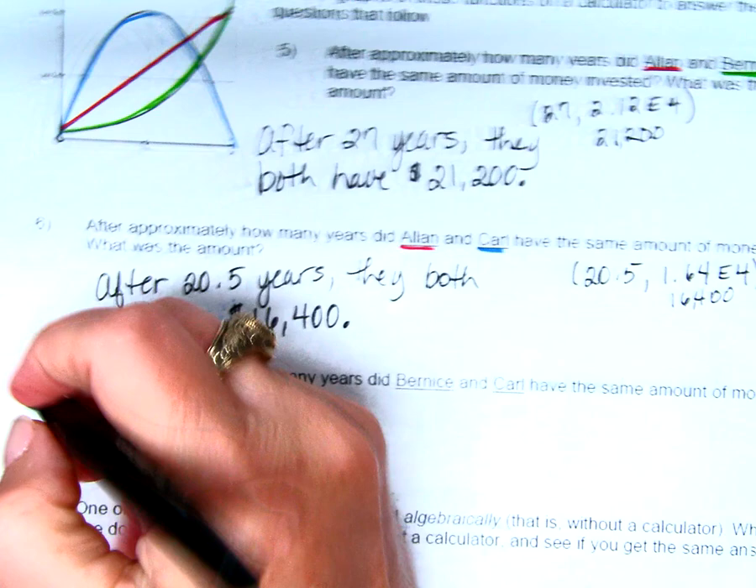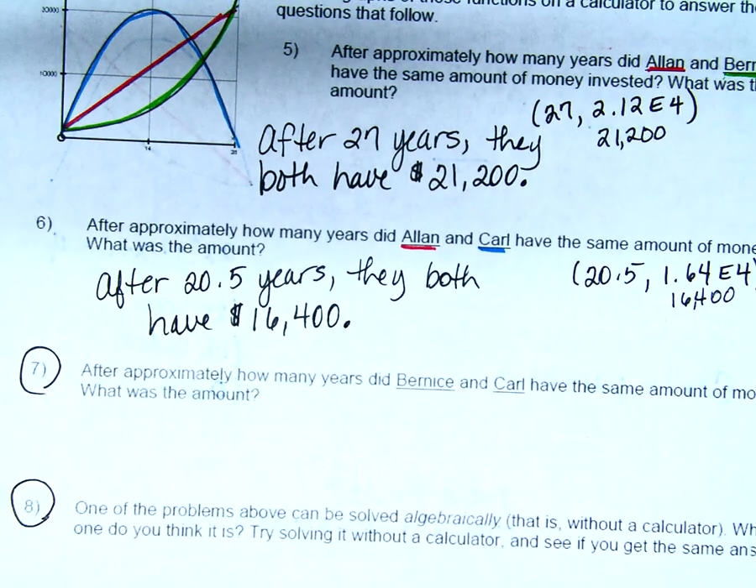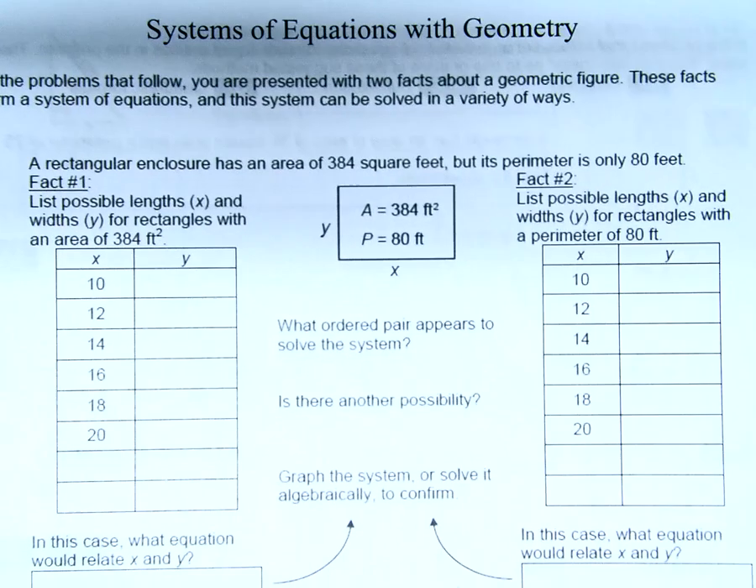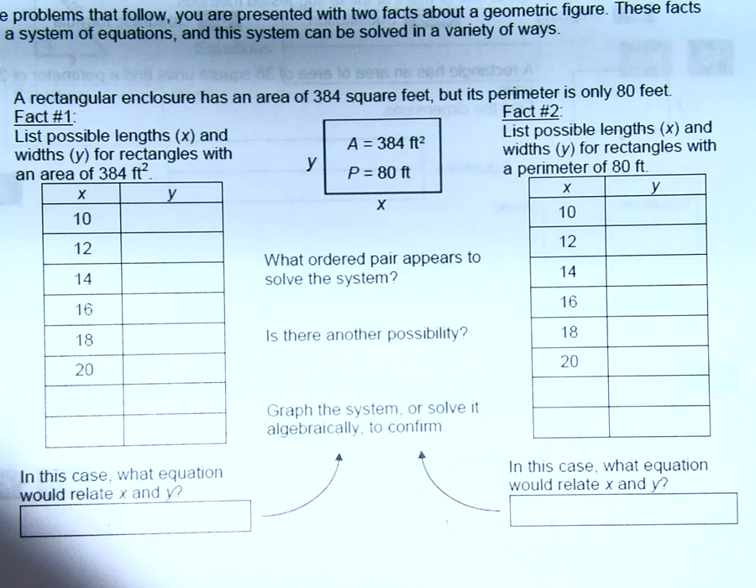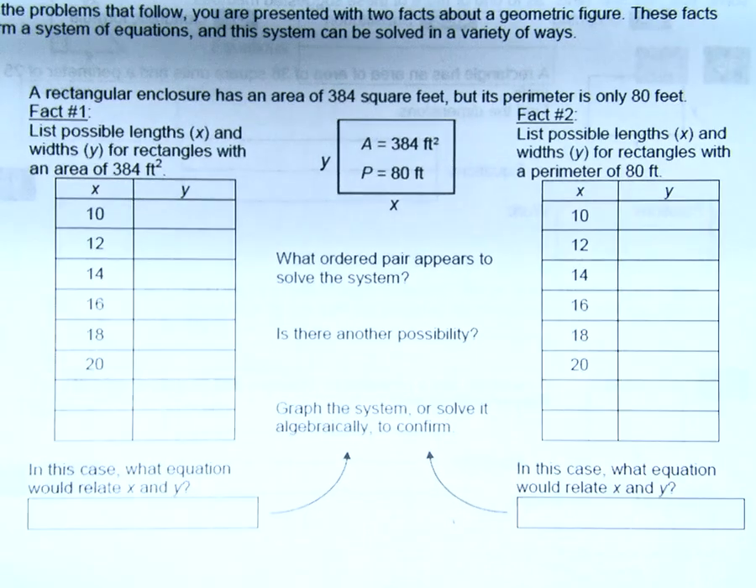Would you please circle number 7 and number 8? 7 and 8 are going to be 2 of your homework problems for tonight. Okay? And then would you please go ahead and get out your other worksheet? And please turn to problem number 3.